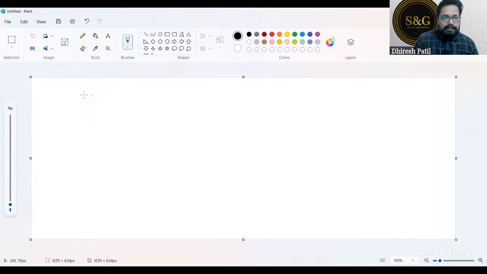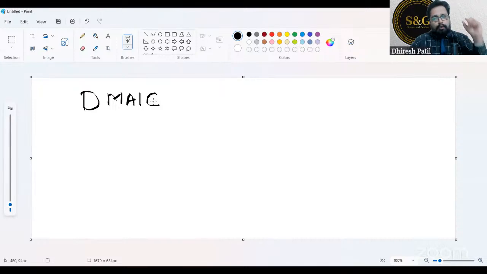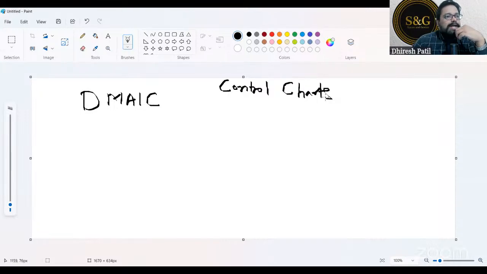In this entire DMAIC framework, control chart is used twice. Twice meaning in two phases, control charts are used. Can somebody tell me where they are used? The people who are aware of it, just type in the chat box. In which phase of DMAIC, Define, Measure, Analyze, Improve, Control, are control charts used? Control phase, yes. Control chart has to be there in the control phase.